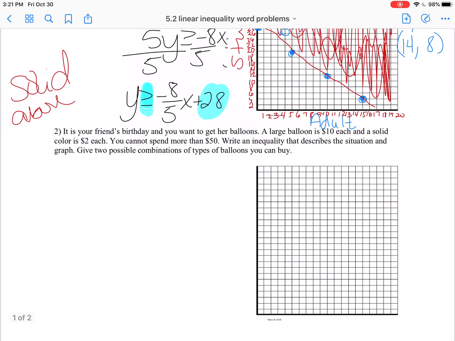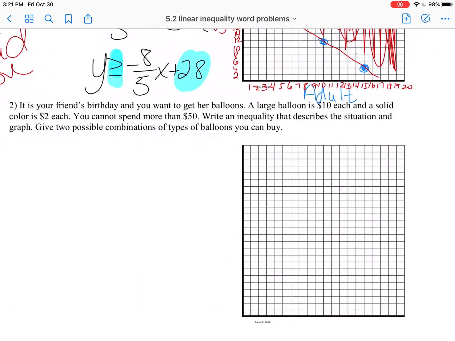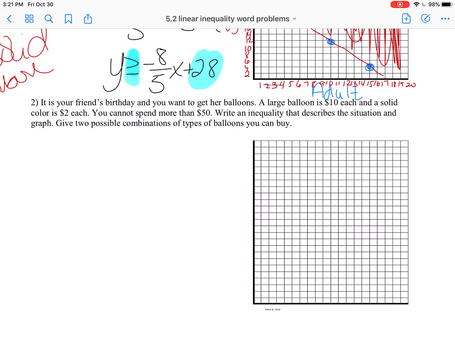Okay, second one. It's our friend's birthday. We want to get her balloons. Large balloons are $10 and a solid color is $2. We cannot spend more than $50. So we're going to write an inequality and give 2 possible answers.